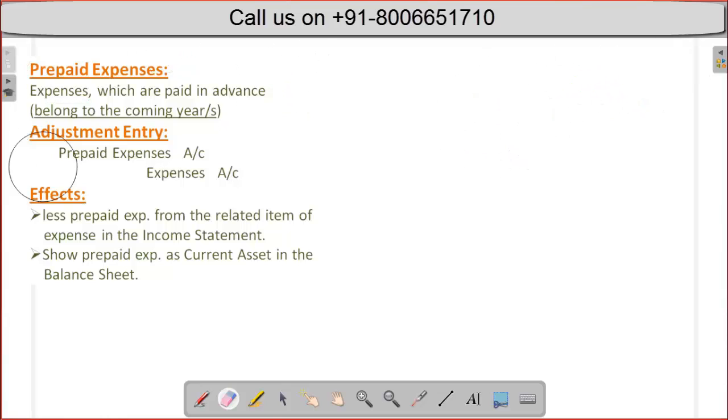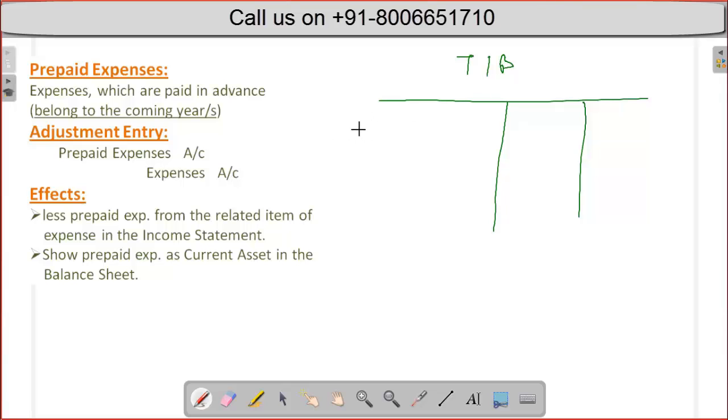Now see the adjustment. I am taking one example, and with that example I will explain you. Now see in the question, trial balance is given. In the question they will give you the trial balance. And in the trial balance, suppose one item is there, rent paid. Okay, and rent paid how much? 6,500. This is the amount of rent paid. Got it?